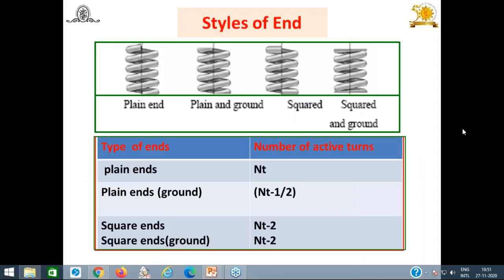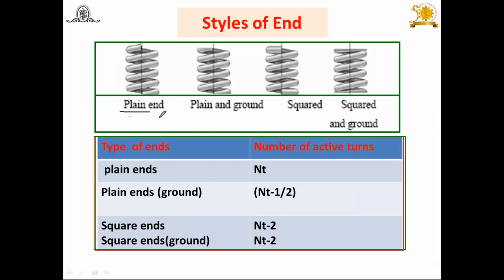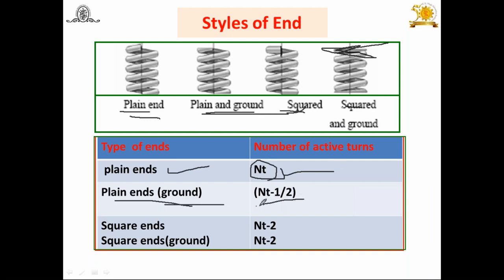And here, the styles of ends I have included in the slide: plain end, plain end ground, square end, and square end ground. Now if the end is plain end, then the number of active turns is NT, meaning the total number of coils. For plain end ground, NT minus 1 by 2, that is NT minus 0.5, gives the number of active turns. Then square ends, NT minus 2, and square ends ground, NT minus 2.